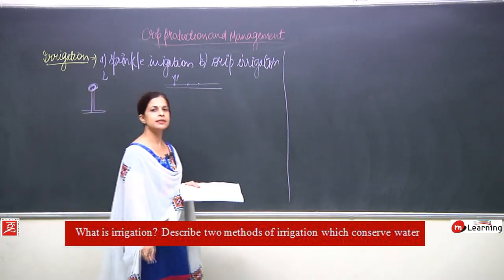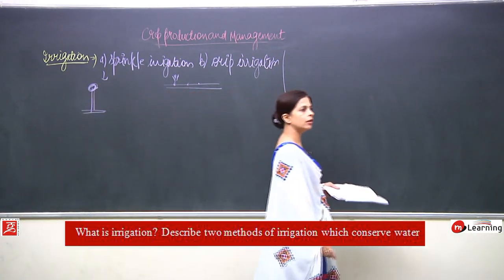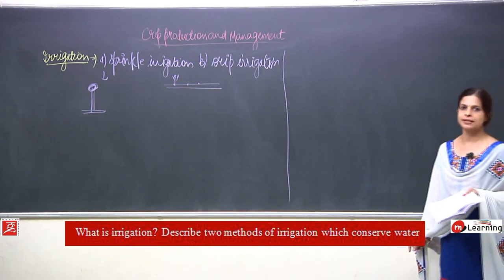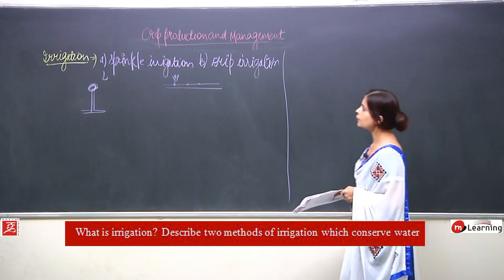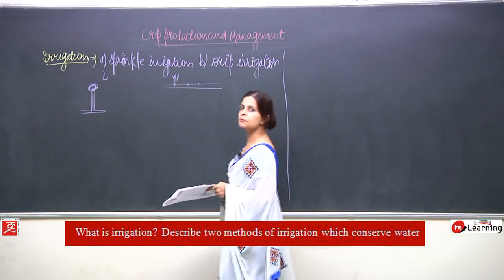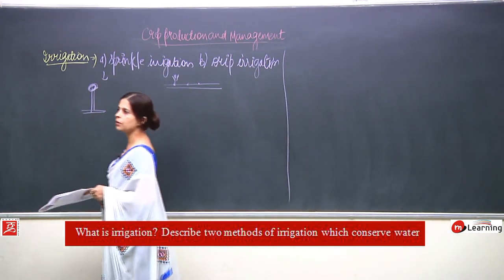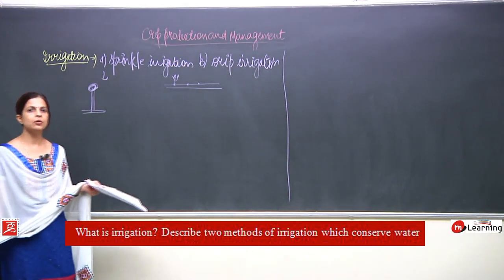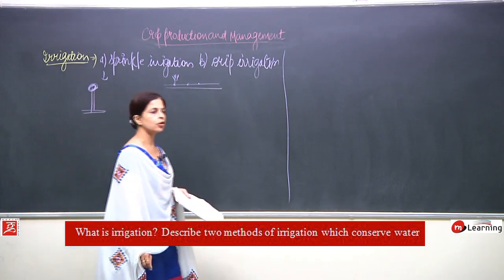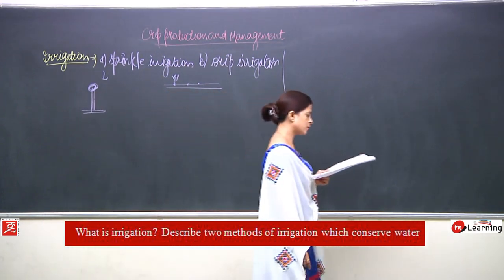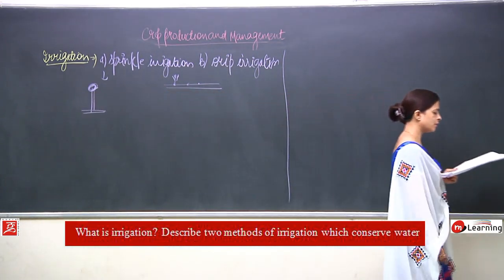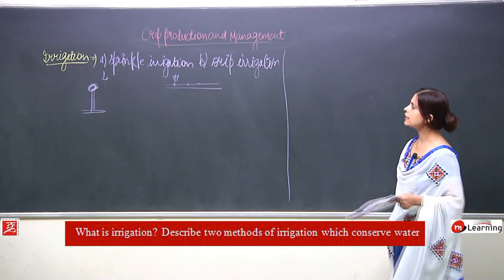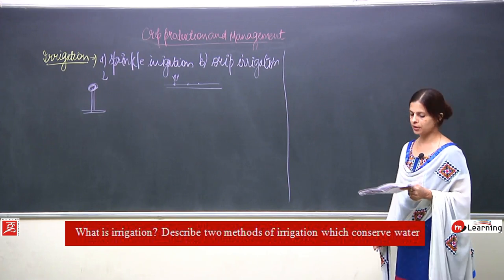Why are these methods used? Where there is scarcity of water. These methods are very, very useful as they prevent the wastage of water. They also prevent the over irrigation of the crops. So what is the question? Describe two methods of irrigation which conserve water. These are sprinkler irrigation and drip irrigation.